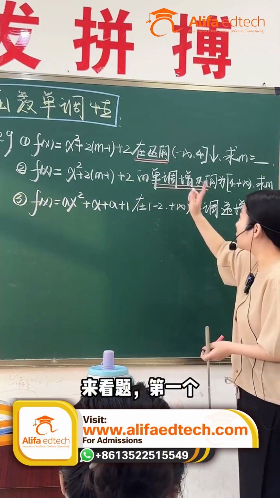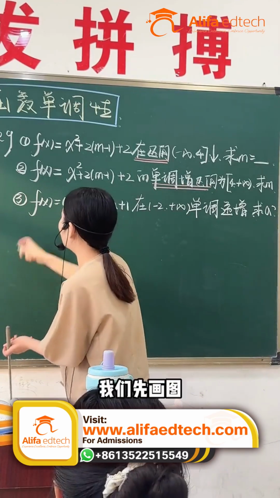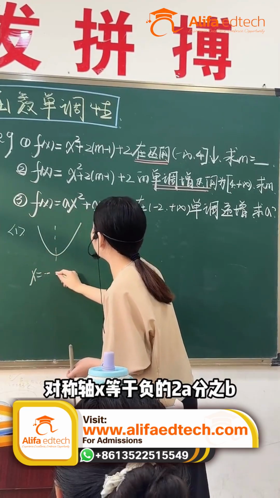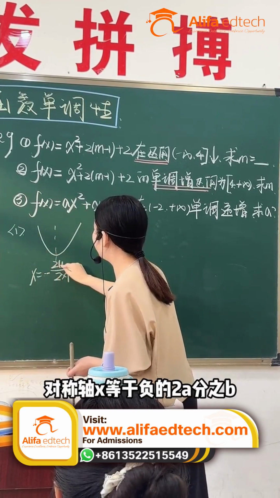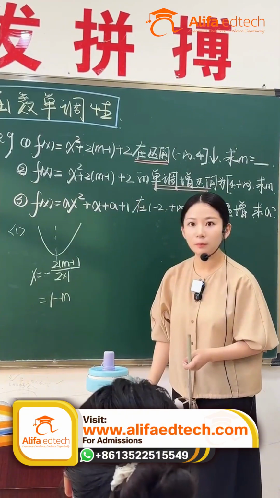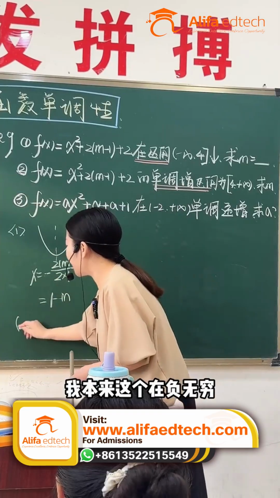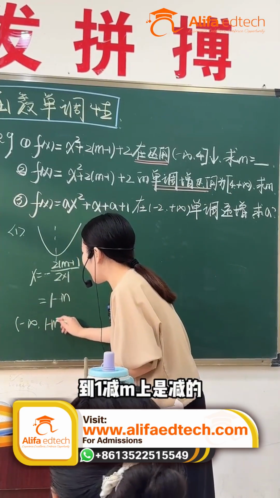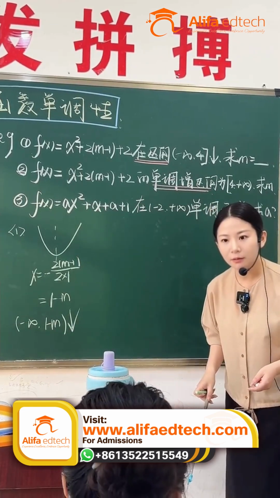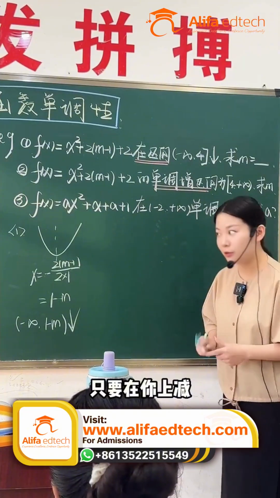Let's see. When you study the monotonicity of a quadratic function, draw the graph first. Okay, let's draw the graph first. The quadratic function opens upwards. The axis of symmetry is x equals negative b over 2a. To put it simply, it's 1 minus m. So think about it. It's decreasing in the interval. Where was it originally decreasing? It was originally decreasing from negative infinity to 1 minus m. So what does it mean when it says it's decreasing in that interval? It just needs to be decreasing on your interval, right? As long as it's decreasing on your interval.